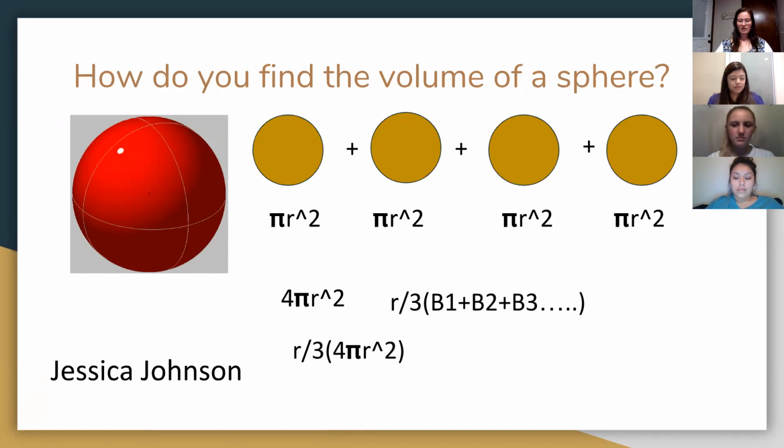Then we need to rearrange the formula to look like this: 4/3 times pi times r cubed. Because we combine the radiuses, we get r cubed. And I hope this helps explain why we use 4/3 times pi times radius cubed to find the volume of a sphere. It sure does.